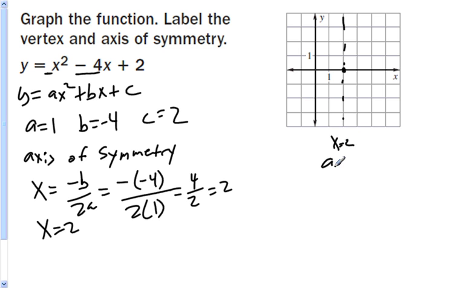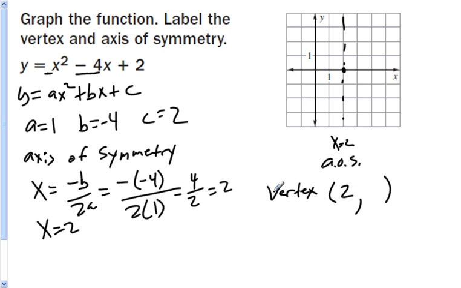And we'll use a.o.s. for axis of symmetry. Once you have the axis of symmetry, the next thing you need to do is find the vertex. Now the vertex is a point, and the point lies on the axis of symmetry. So it's somewhere on this line. So we know its x value has to be the same as the axis of symmetry. So its x coordinate is 2.